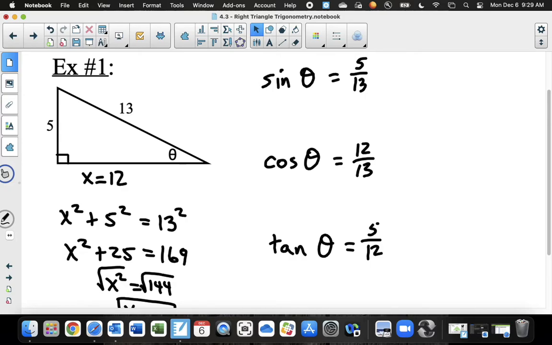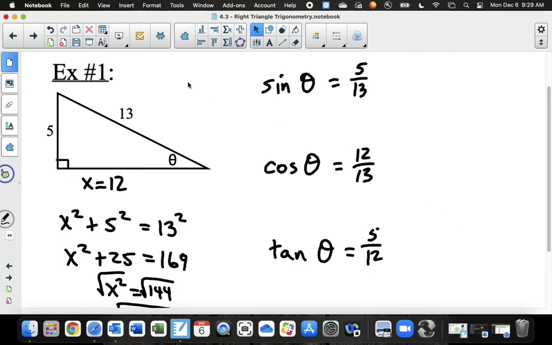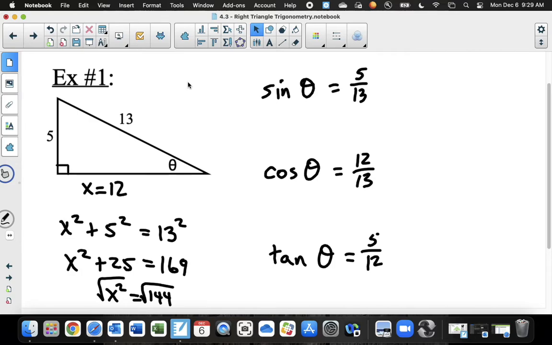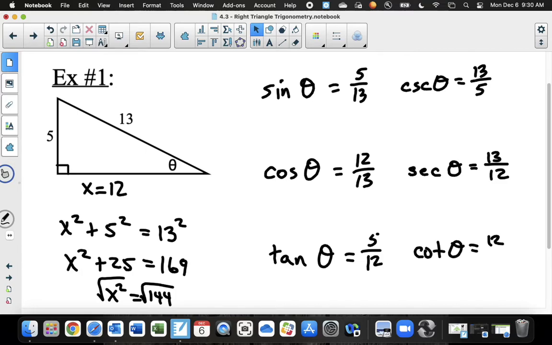We said we wanted to find all 6, so let's add that back in then. See what you remember. Reciprocal of sine, which one is it? Secant or cosecant? Cosecant, opposite letter. Cosecant of theta is your reciprocal then. Now all you have to do is just take the reciprocal. 13/5. Cosine. Secant is the reciprocal, and therefore 13/12. And finally, cotangent is your reciprocal of tangent, which is 12/5.